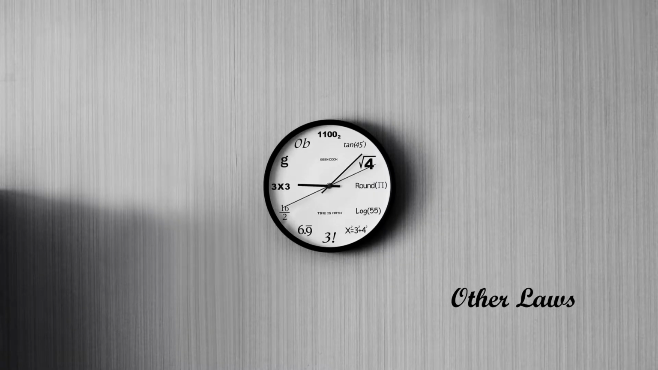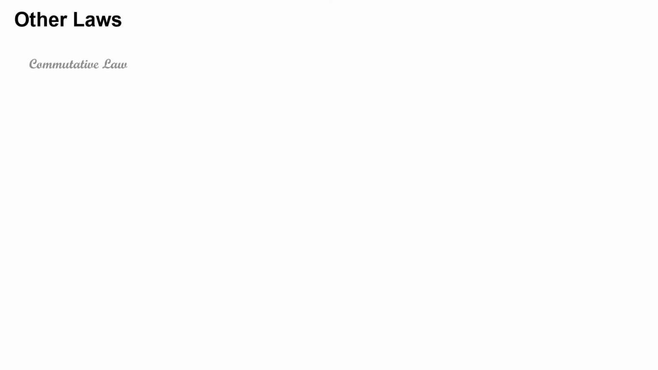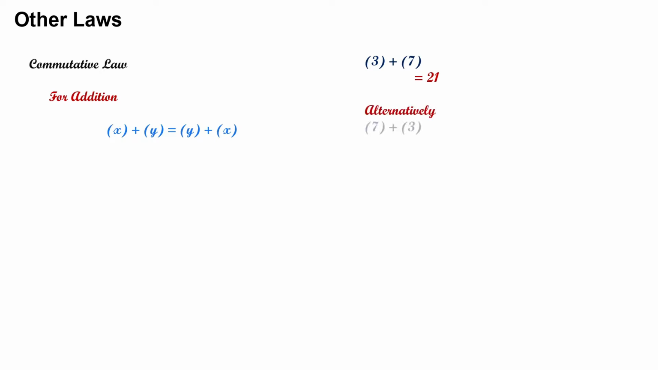Some other laws before we wrap this chapter up. First of all, we have the commutative law, which states that whether you add x and y or you add y and x, the resultant answer is the same. Let's take an example. You can add 3 and 7, the answer is 10. Alternatively, you can change the positioning of the integers. So now it becomes 7 plus 3. The answer will be the same.